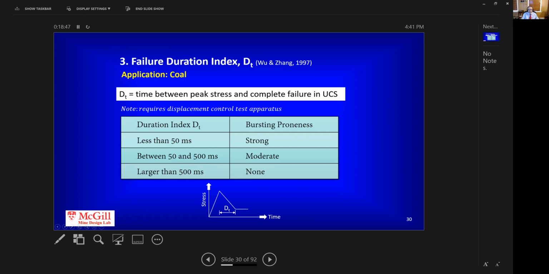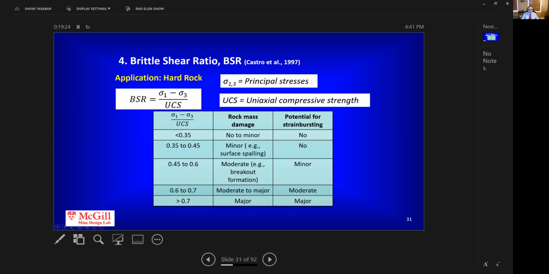Likewise, for this criterion, which has also been suggested for coal mining applications, you calculate the time between the peak and post-peak. If it's less than 50 milliseconds, then it's burstable rock. The main issue with this is that it requires a displacement control test apparatus. Although you might have it, which we do, it might not give you this result because it requires an extremely slow displacement control apparatus compared to load control, which is the traditional method of testing rocks.